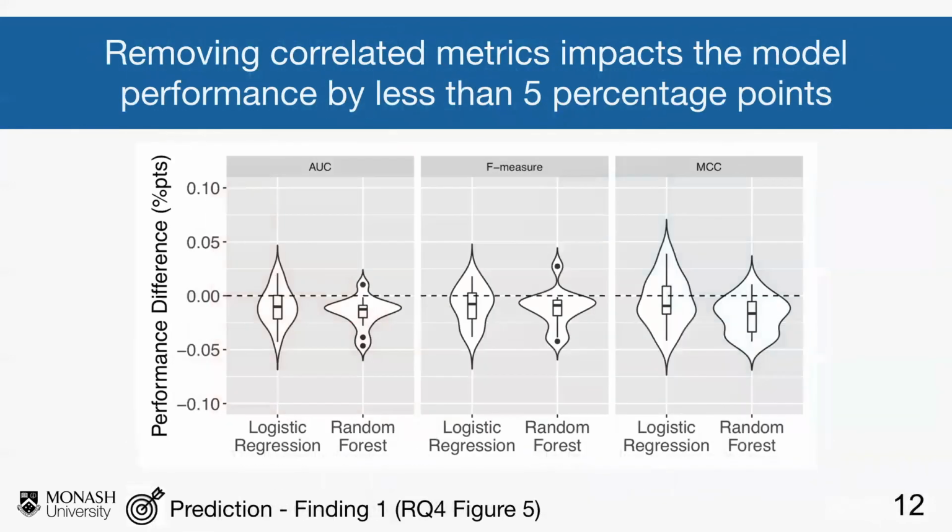And next, for the third finding, this figure shows the distributions of the performance difference between models with correlated metrics and without correlated metrics. We find that removing correlated metrics impacts the model performance by less than 5 percentage points along 3 study evaluation measures.